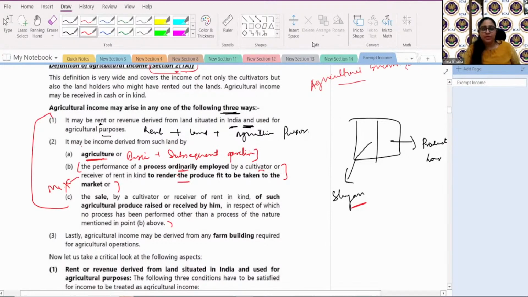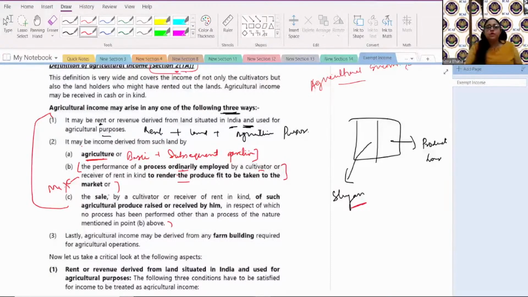So now to the concept again. I was saying that any process which is being performed to bring that particular produce into a saleable form is agricultural income. Those are the processes which would qualify as agriculture. Any income derived from those processes or from the sale of that produce would be your agricultural income. This is what your point 2B and C says.